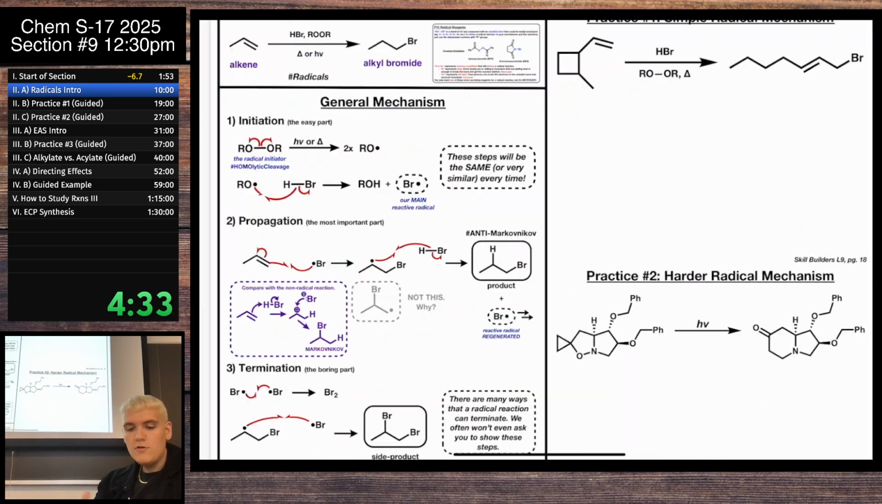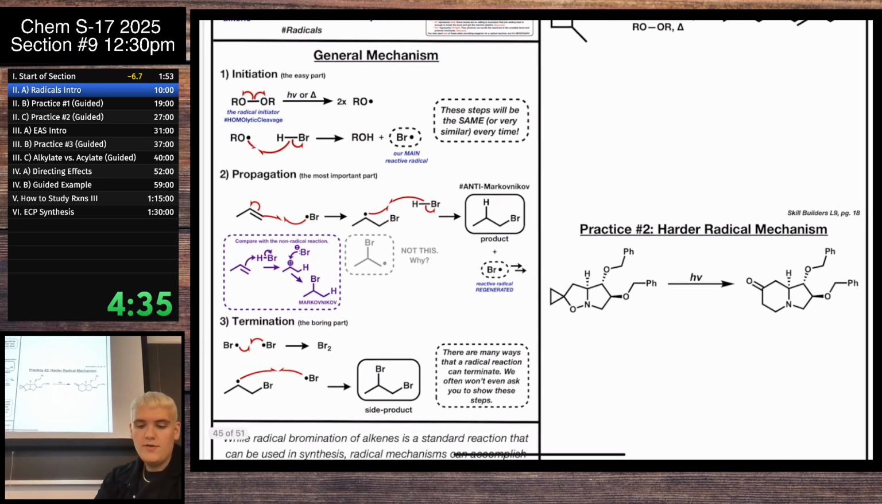So radical reactions in general always have 3 steps, a beginning, middle, and end, if you will. The beginning is initiation. How do we go from no dotty boys to 1 dotty boy? Then propagation. How do we go from some dotty boys to more dotty boys? And then termination. How do we go from some dotty boys to no dotty boys? That's at least my way of thinking of it.